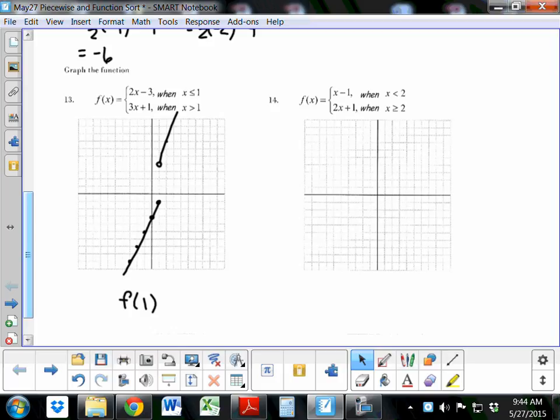This is how I can check it. Answer's -1, meaning that's where it should be graphed. It's colored in there. It shouldn't be colored in up there, otherwise that would be the answer.